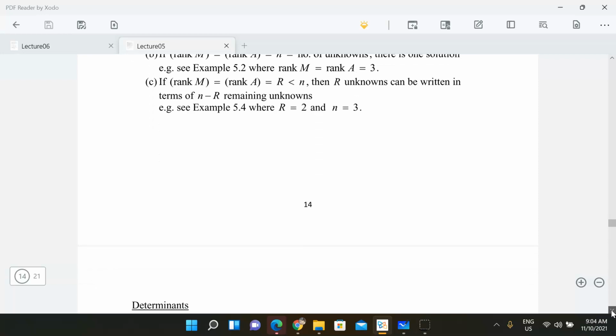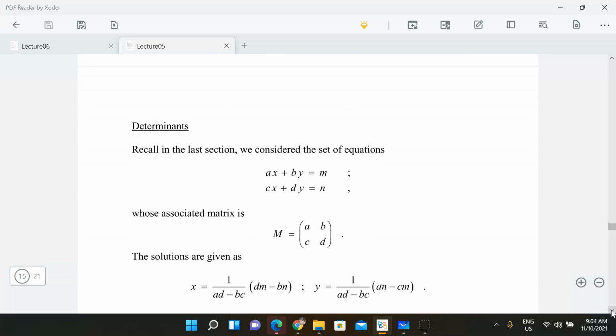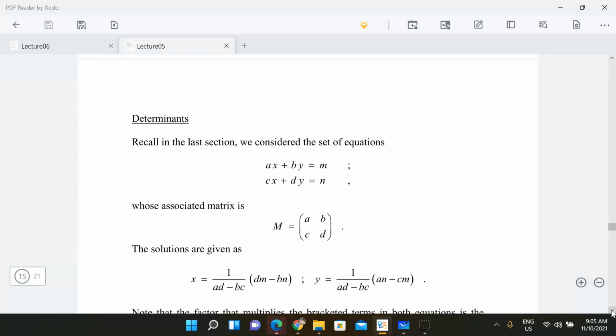So today we're going to go into a different topic called determinants. We have seen how determinants help you solve linear equations. We started off with, say, two linear equations given some coefficients A, B, C, and D, and then the right hand side is given by some numbers M and N. Then one can solve this by using matrices.